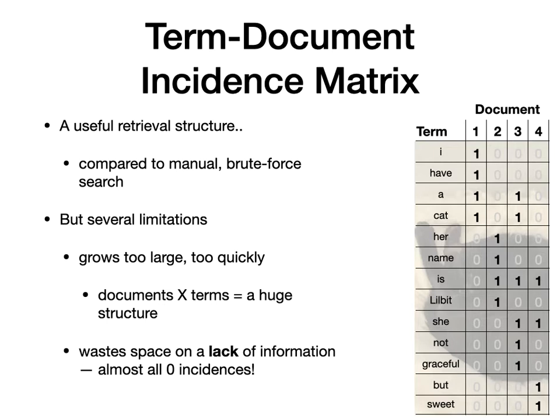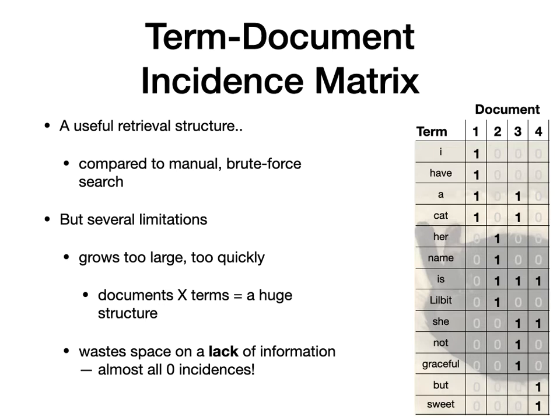Because remember, we are always working with limited processing power. Even if you're Google, even if you have all the processing in the world, you still can't be wasting cycles trying to build these structures, but also trying to use them to look things up, right? So the issues with the term document incidence matrix are that it just grows way too large too quickly. It scales poorly in terms of size.